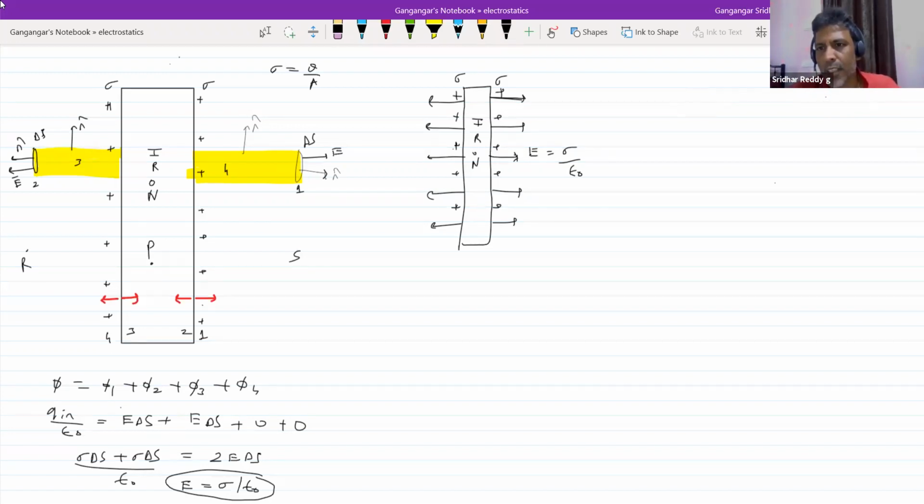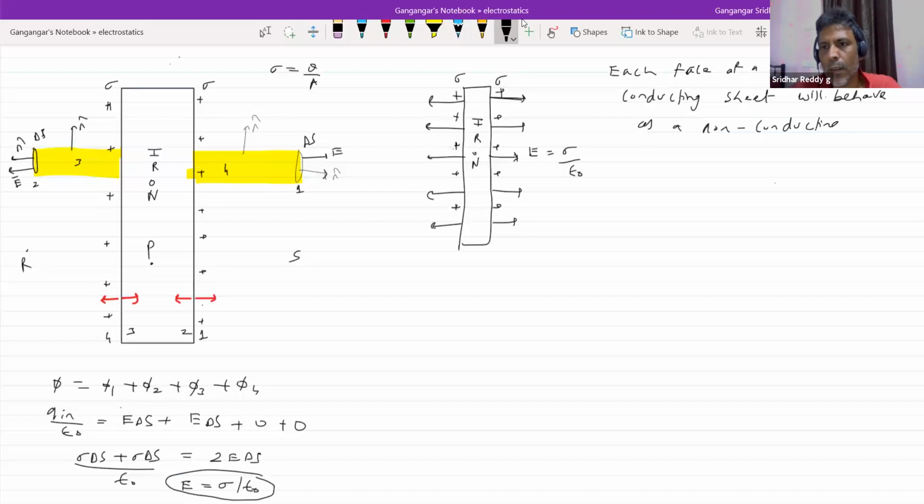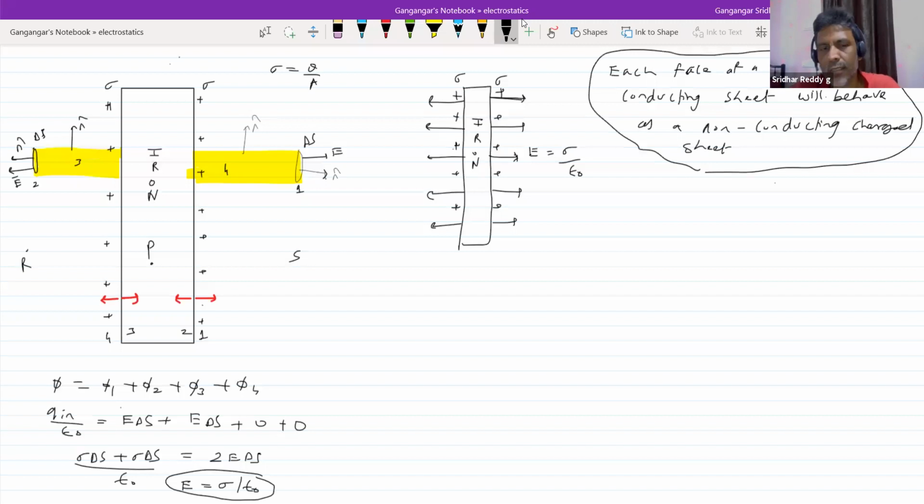I'm putting one statement here. Each face of a charged conducting sheet will behave as a non-conducting charged sheet. This is the core golden statement of this particular discussion.